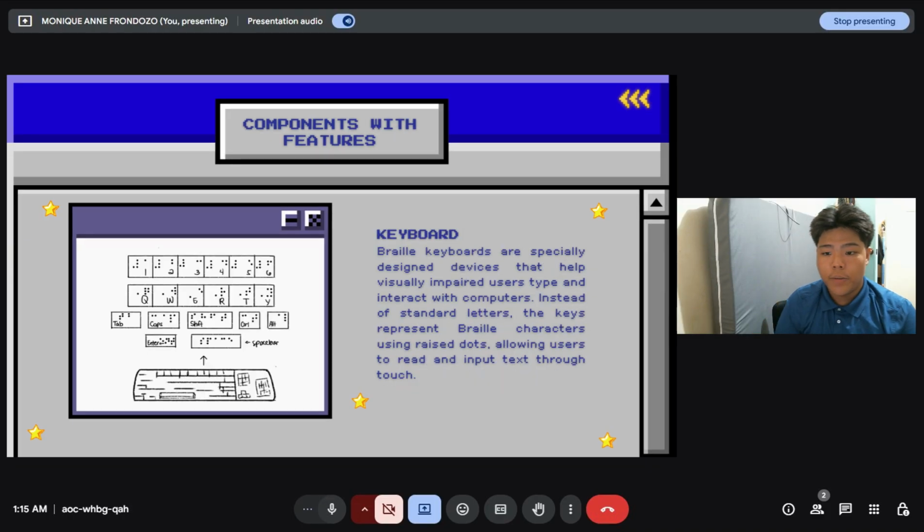So our computer set has a braille keyboard feature, which is really helpful for people who are visually impaired. Instead of regular letters, it uses raised dots that can be felt by touch, so they can type, read, and navigate the computer on their own. It's amazing how this feature makes technology more inclusive. Like, imagine being able to study, work, or even just chat online without needing someone else's help. It really shows how technology can empower everyone.